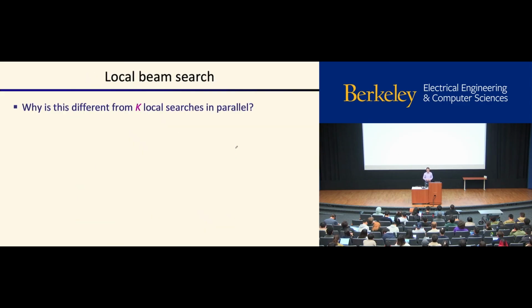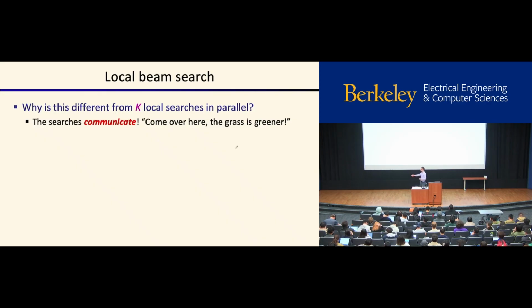Why is this different from k local searches in parallel? Well, because they're communicating with each other, right? The communication allows us to say, hey, this search seems to be working out. Maybe you should come over here where the search is working out. Your search isn't working out that great. I have better numbers over here. I'm at a local peak, right? So you can come over here. My numbers are good, your numbers are bad, let me help you out. So this communication is pretty helpful.